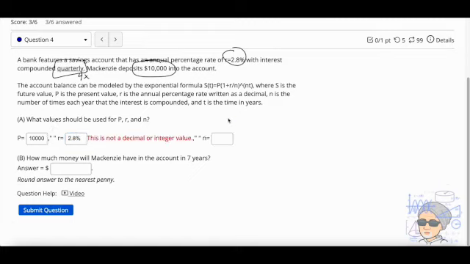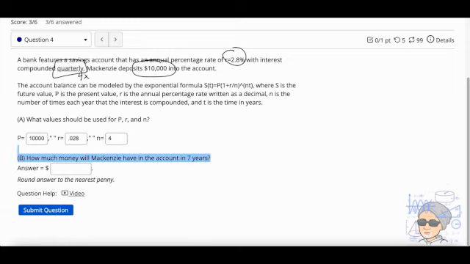2.8%. Will it take that? Yeah, it will not take it that way. You actually have to give it the 0.028. Take that number of 2.8 divided by 100. You should get that. And N is 4. That's all you should put here. How much money will you have in 7 years? Now we have our T. T is 7. So we have everything we need.